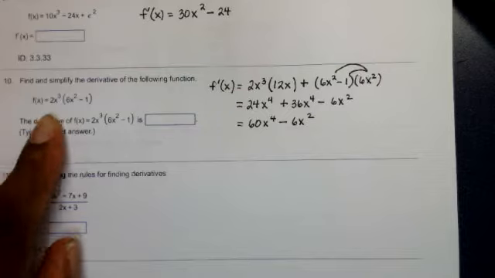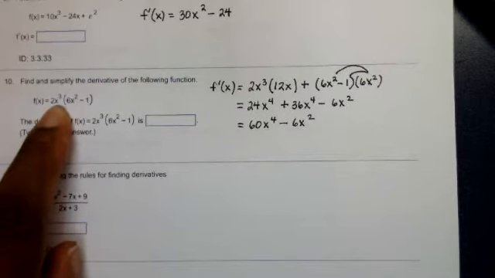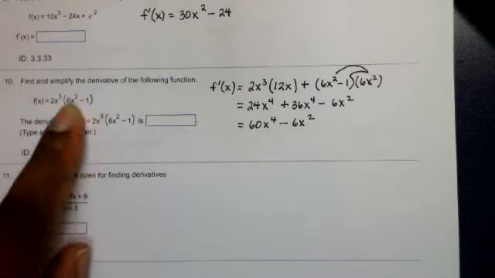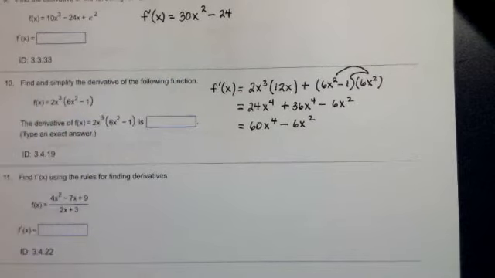And again, you can use the distributive property by multiplying 2x cubed times everything in the parentheses, and then apply the power rule by taking the derivative of each and every single term.